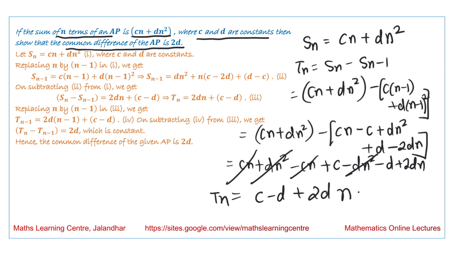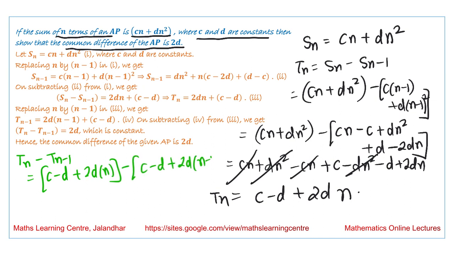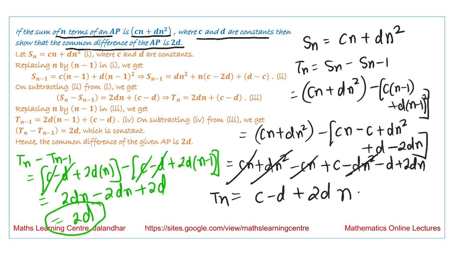Now the common difference is given by Tn minus T(n minus 1). So that is equal to (C minus D plus 2D into n) minus (C minus D plus 2D into (n minus 1)). From these two terms, C and D get cancelled and we are left with 2Dn minus 2Dn plus 2D, which is equal to 2D. So the common difference between the terms of this AP is 2D, and this is what we had to prove.